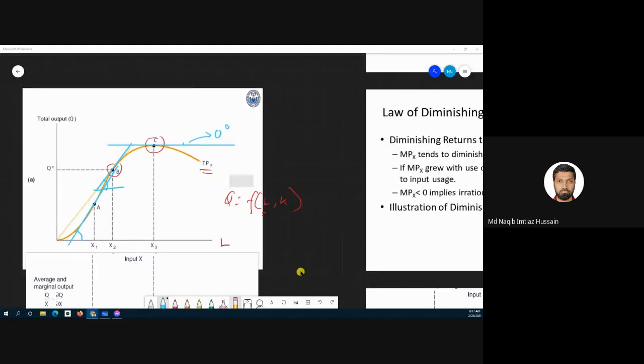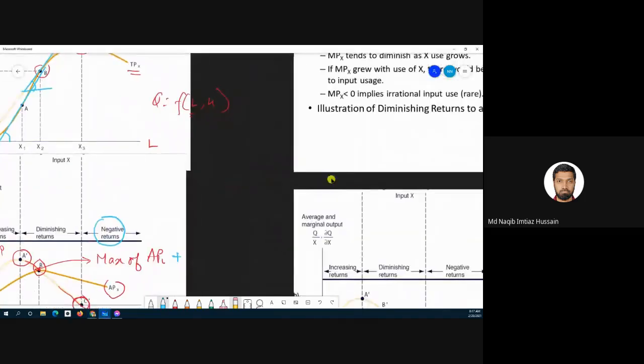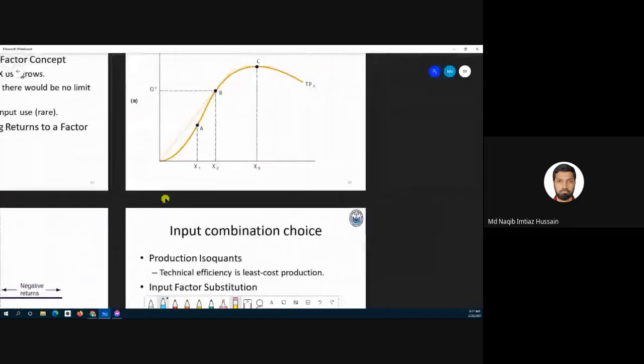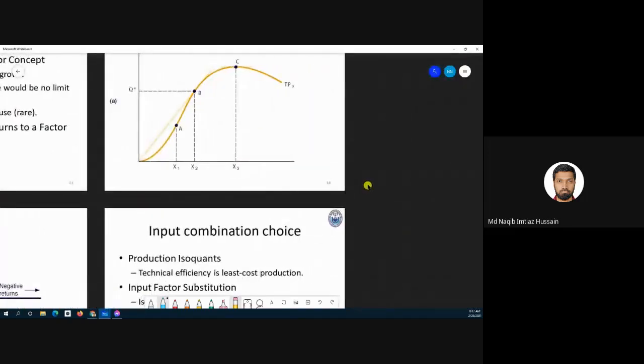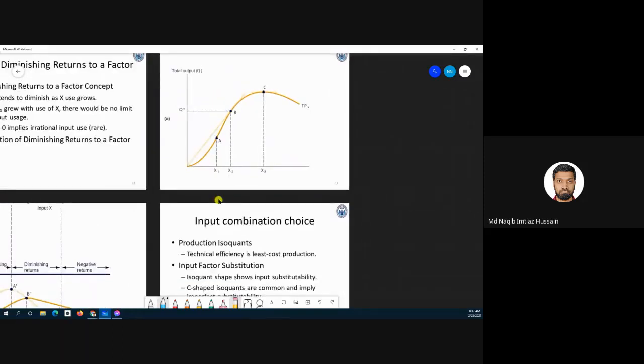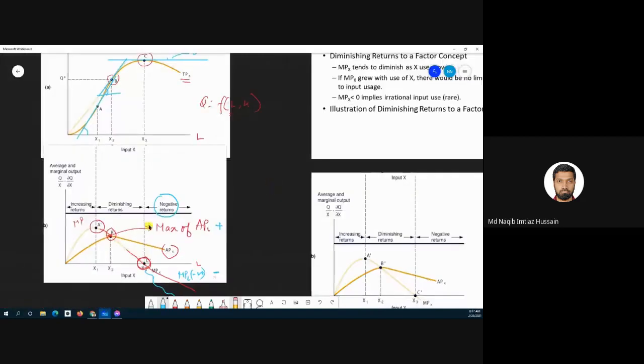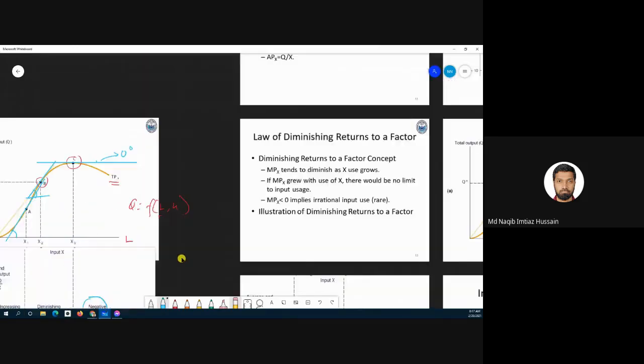Okay, so this is the relationship between different types of average product, marginal product, and total product. Now, and also by looking at the values, you can speculate what range you're in, whether you're in diminishing or increasing or negative returns.